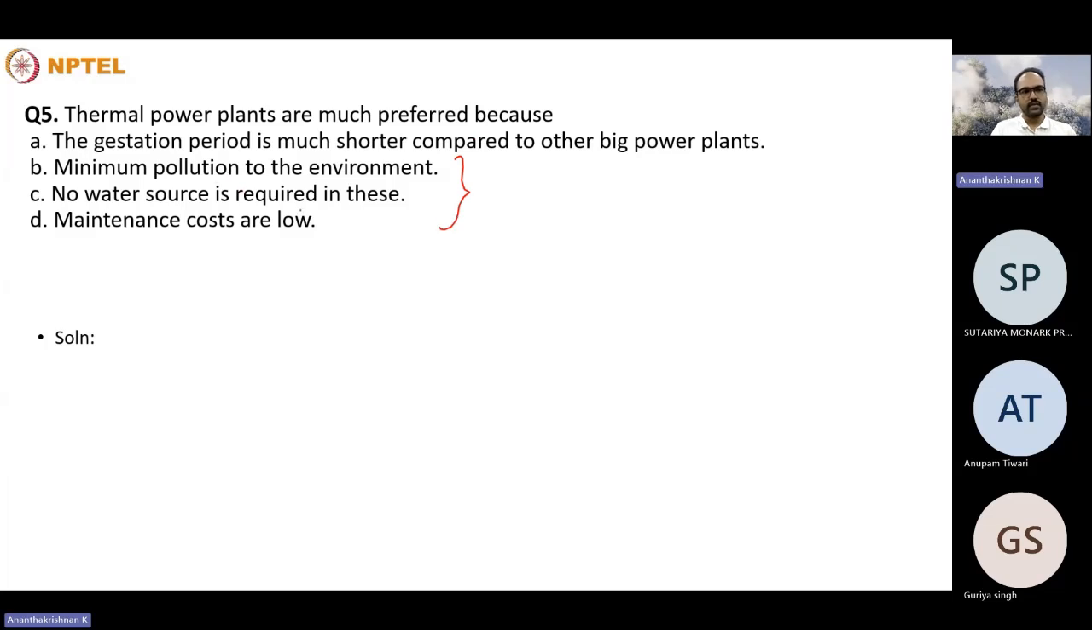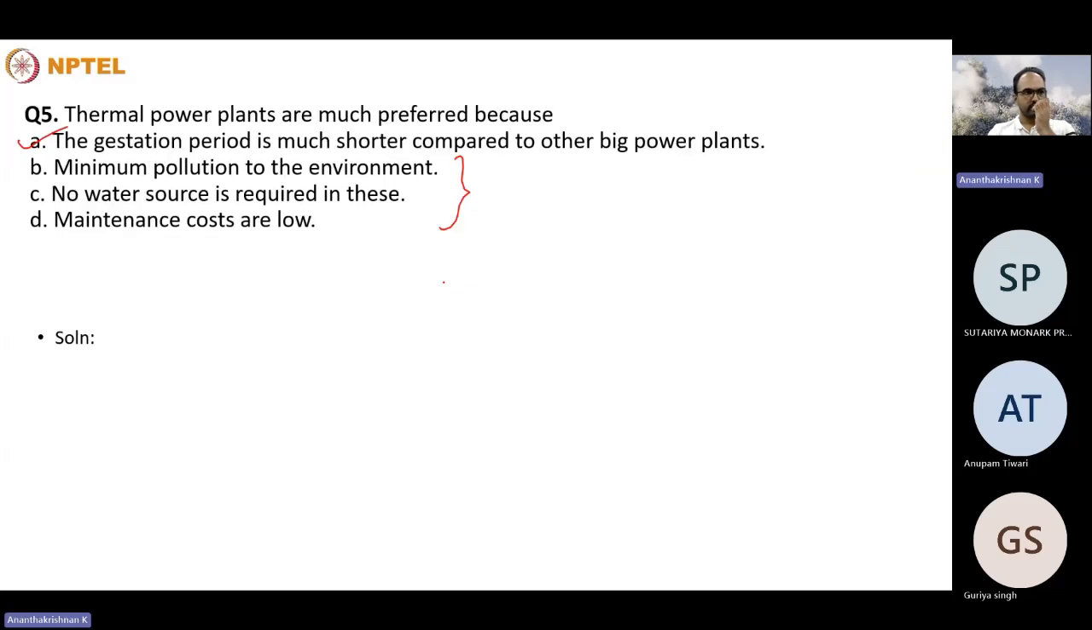Pollution is involved since you have to burn some kind of fossil fuel. A water source is definitely required for the condenser as well as in the Rankine cycle. Maintenance costs are low? No, there will be a sufficient maintenance process because high pressure, high temperature systems definitely have to get sufficiently good maintenance. So the answer is option A. Its time to yield result is very much shorter compared to the other big power plants. For the magnitude of the power it generates, it does that immediately compared to the other thermal power plants once it's set up.